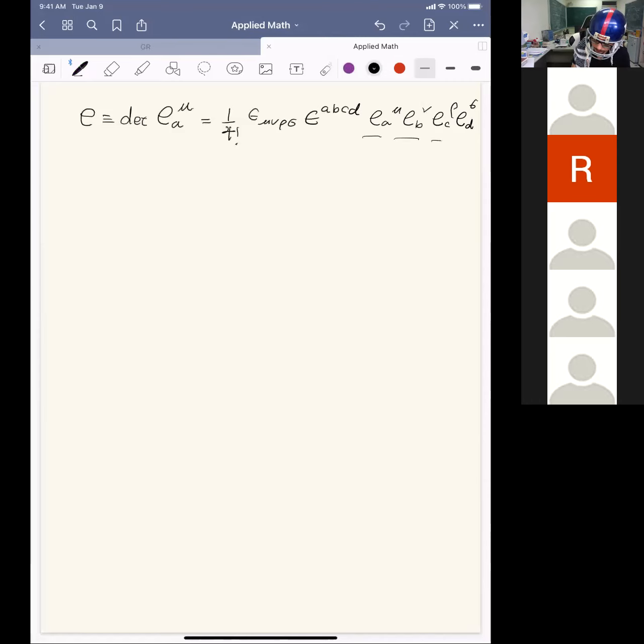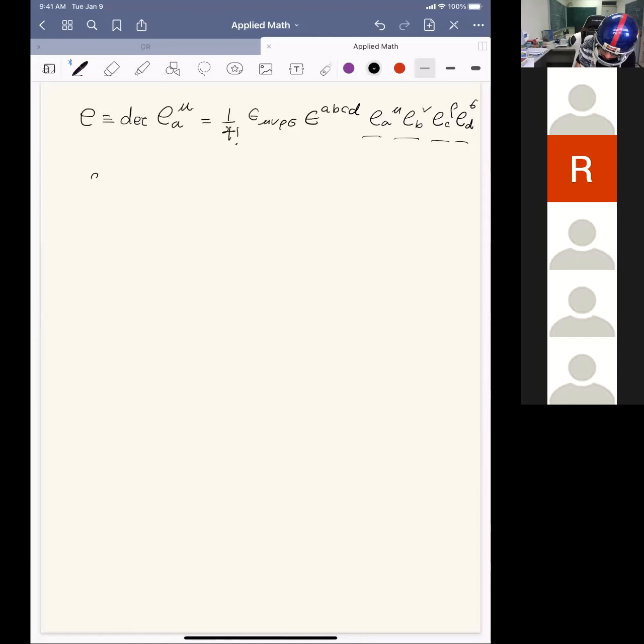For those of you who take applied math 1, you know this, and now you see why I introduced it at a very early time, because this actually comes up over and over as you work on different areas in physics. It's useful to know the proper definition of the determinant for any dimension. Good, so this is our determinant.